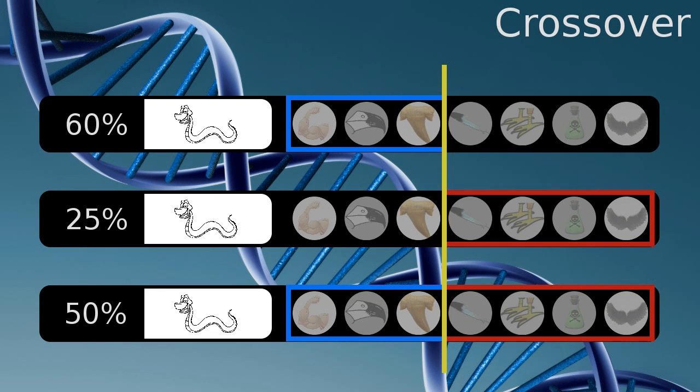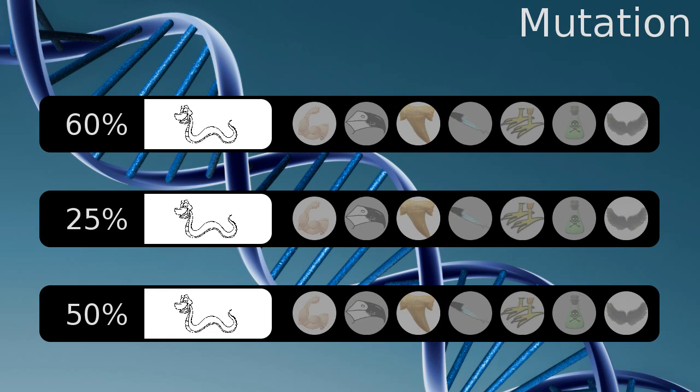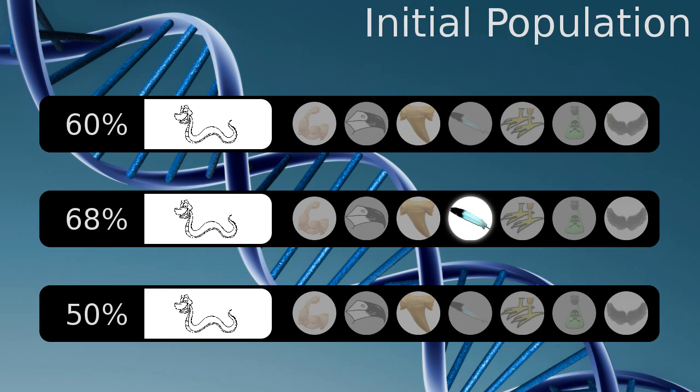The next step in the algorithm is mutation, where the string of traits is iterated over, and each trait, or part of the string, may change with a very small probability. Now we have our new generation of individuals.